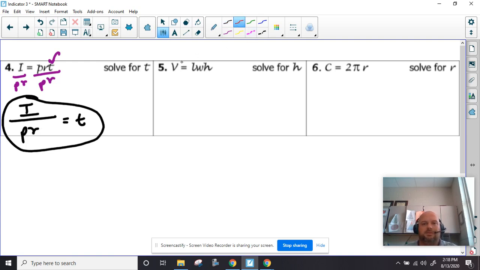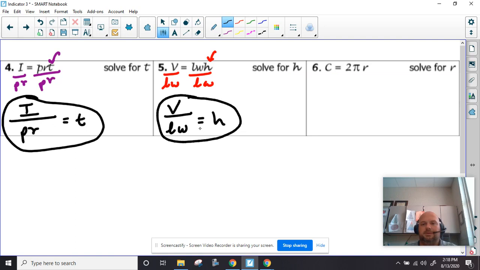Let's check out the next one. Volume equals length times width times height. We're solving for H. Same concept. I can divide both sides by length times width. Volume over length times width equals height. And again, spoiler alert, I bet we're going to do about the same thing. Solving for R, we got to divide by 2 pi.